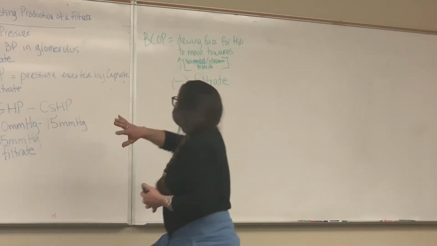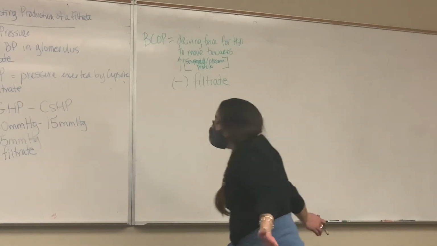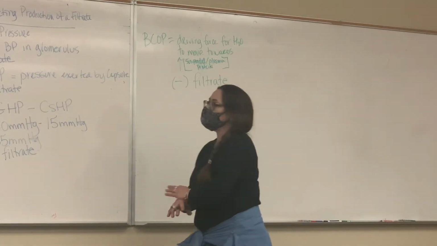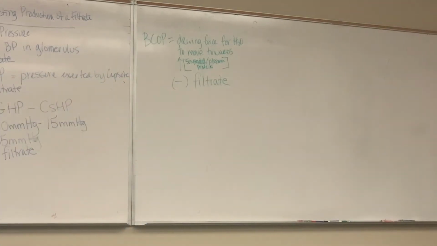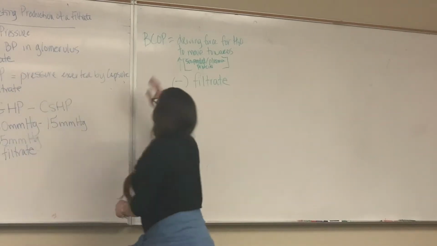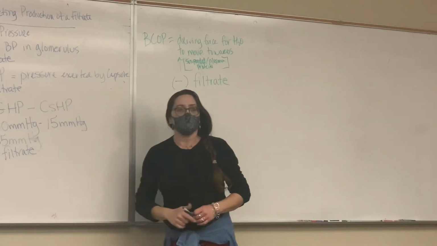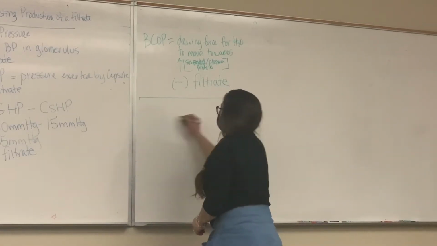Okay, so you've got these forces that are all working together. What we want to do is add everything up and say, when you take all of this into account, do we produce a filtrate or not? If we take all of this, then we're looking at what's called filtration pressure. So filtration pressure takes into account BCOP, glomerular hydrostatic pressure, and capillary hydrostatic pressure, and adds them all up.